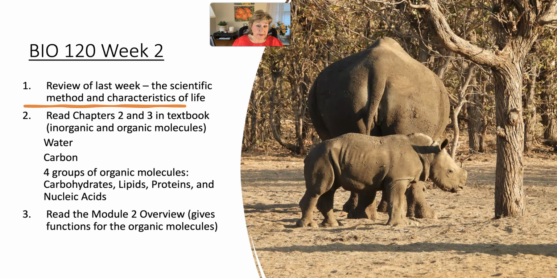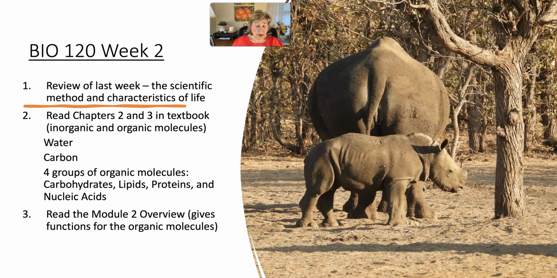So anyway, with that being said, what do we have going on this week? First of all, you need to skim through chapters 2 and 3 in your textbook. There are parts of these chapters that you should read, right? You need to read about carbon. You need to read about water. You need to read about the 4 groups of macromolecules.